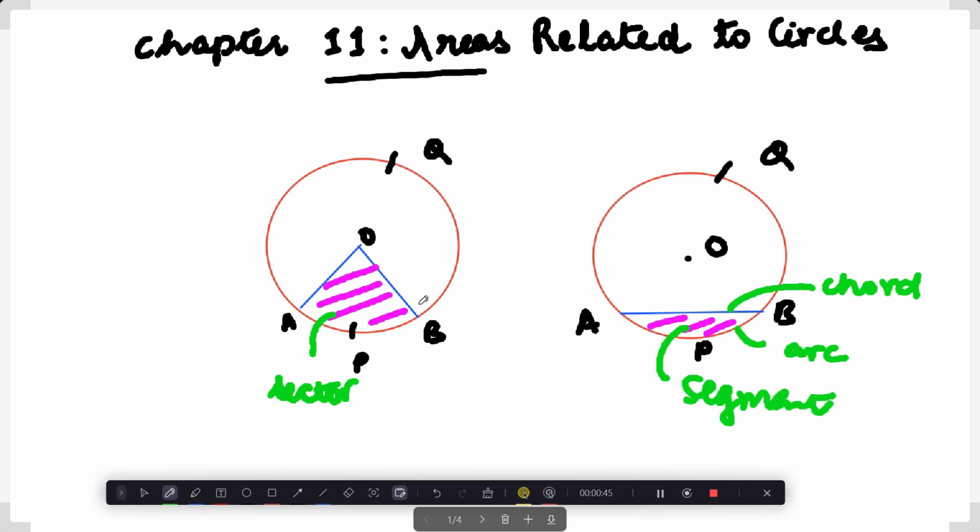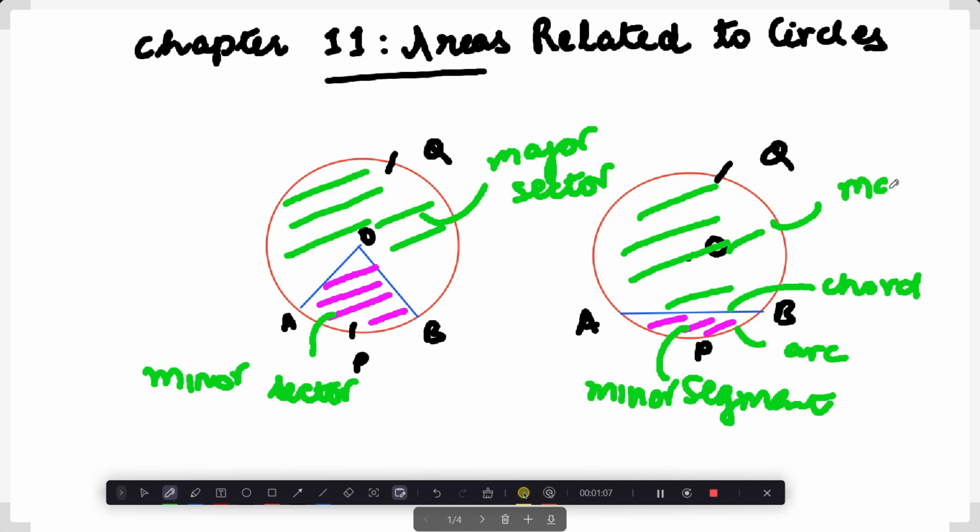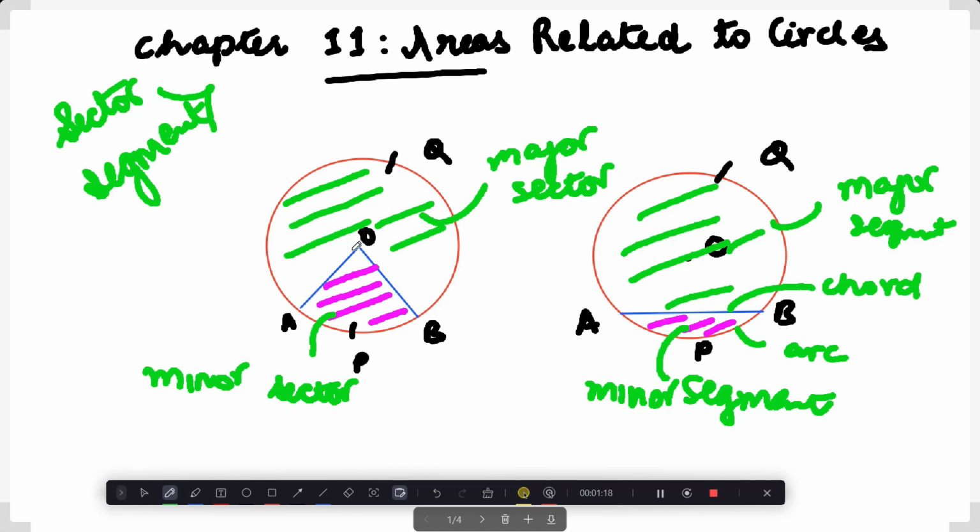right? So this is a sector, and similarly this is also a sector, and this is also a sector. So what do we call this? Major sector, and we call this a minor sector. Similarly, we call this a minor segment, and this bigger one we call a major segment. For our purposes and all our questions, when we use the term sector or segment, it is minor. This one, minor sector and minor segment. Okay.